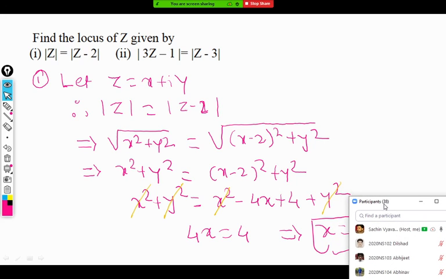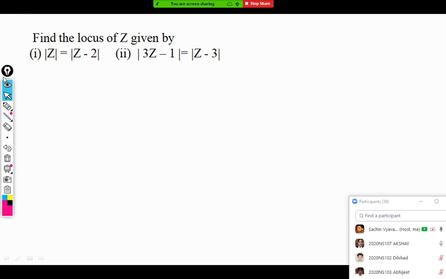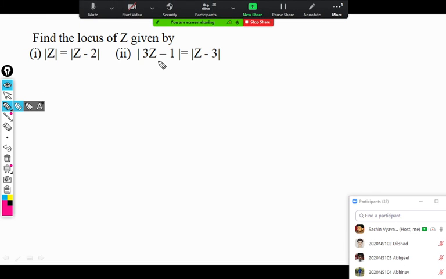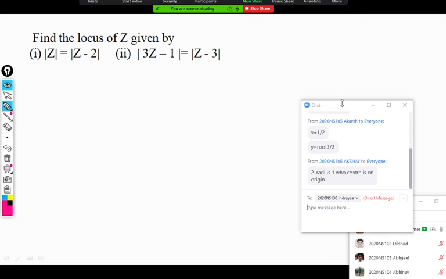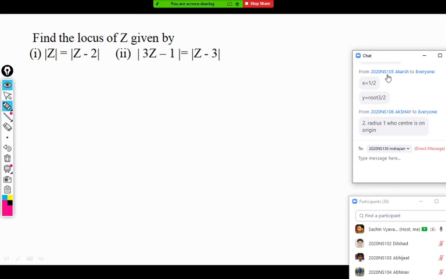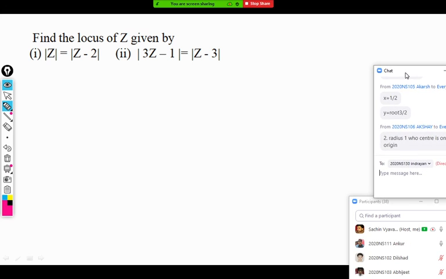What is the problem? Am I audible here? Yes, sir, you are audible. I'm asking some question. What about the second? Anyone finished? I'm getting x is equal to plus minus 1. Not correct. Your answer is not correct. Sir, x square plus y square equal to 0. No, I think it's not correct.